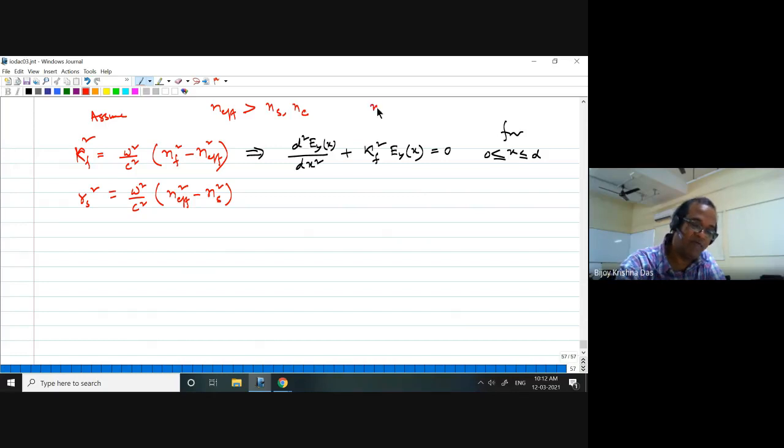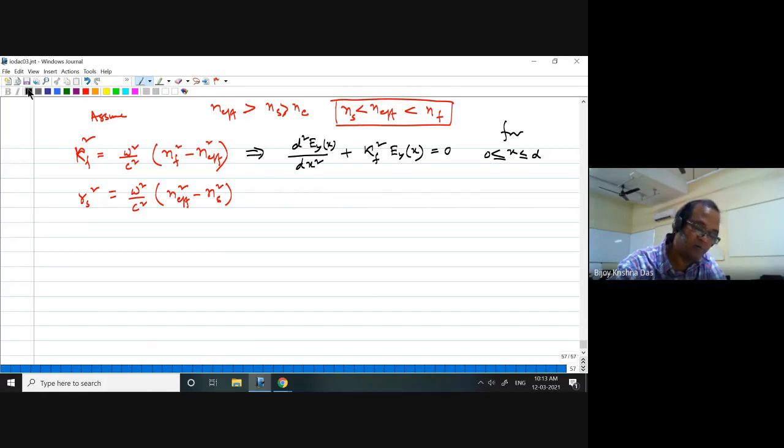Okay, and N effective should be less than NF. That is the guiding condition. Normally, if NC is lower, NS is higher. In principle, we write that N effective should be less than NF and greater than NS. If I have a condition like this, two boundary values will be there. Maximum will be NF, and minimum will be NS. Anything beyond that will not be a guided solution. This much you should keep in mind.